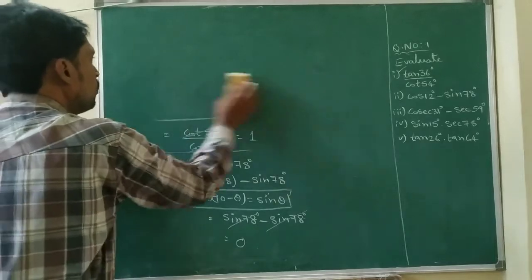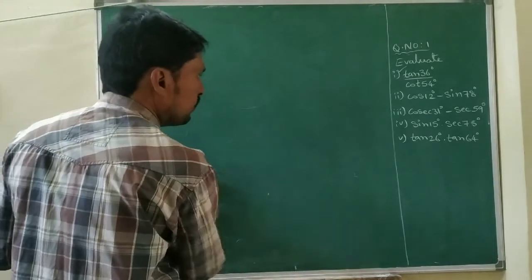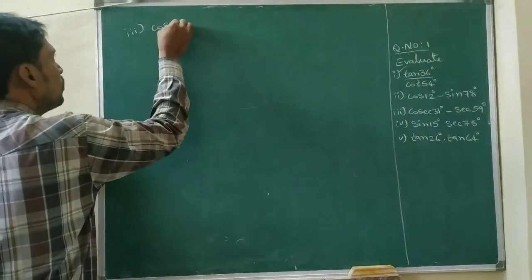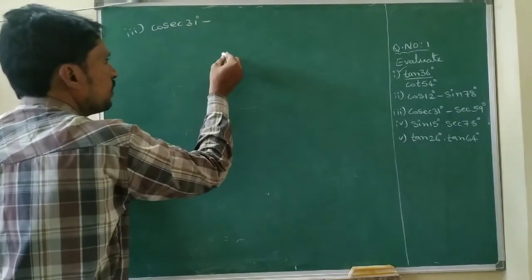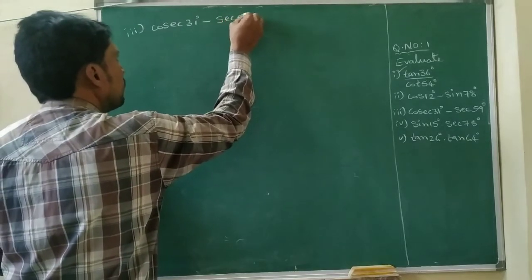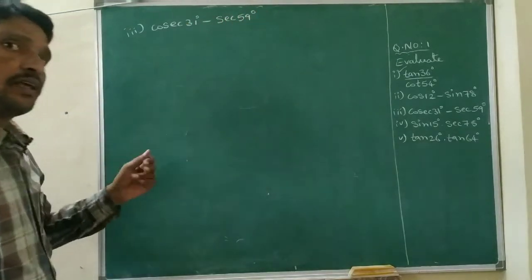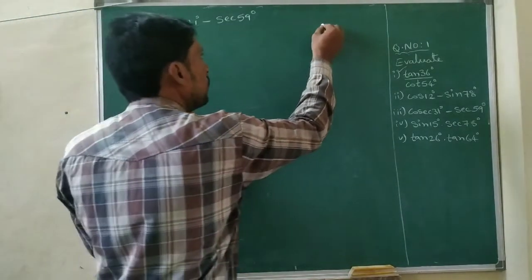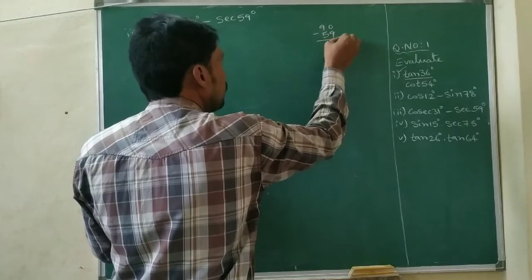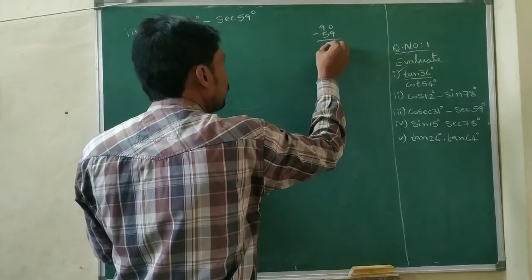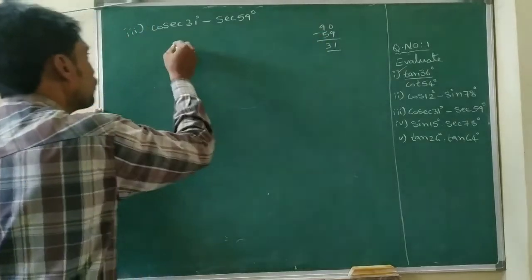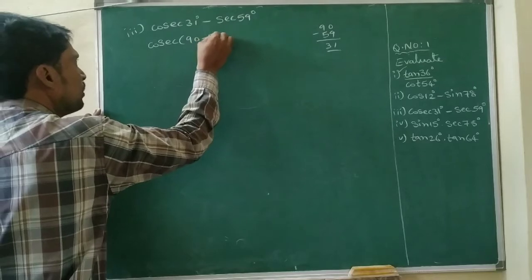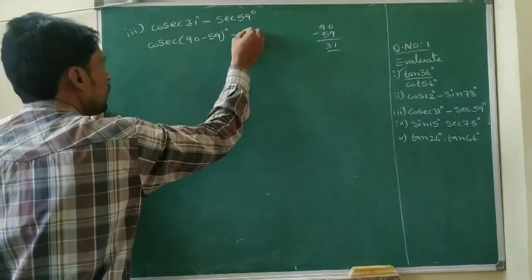Now the third question: cosec 31 degrees minus sec 59 degrees. 90 minus 59: 9 minus 5 is 4 and 8 minus 5 is 3, hence 31 we are getting. So we write cosec (90 minus 59) degrees minus sec 59 degrees as it is.